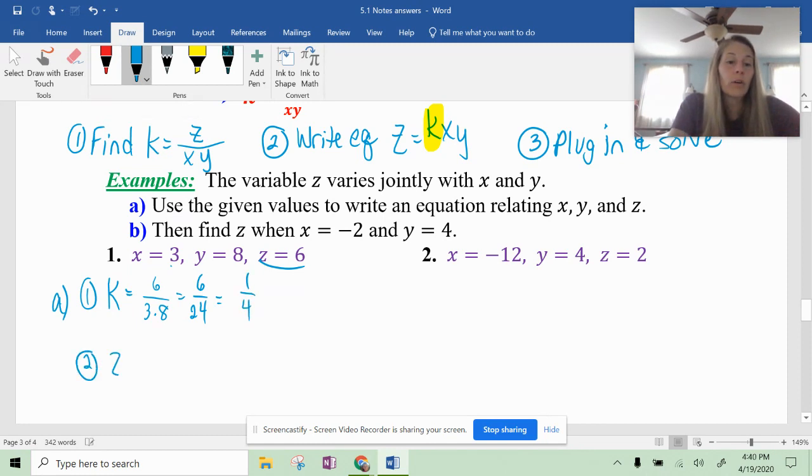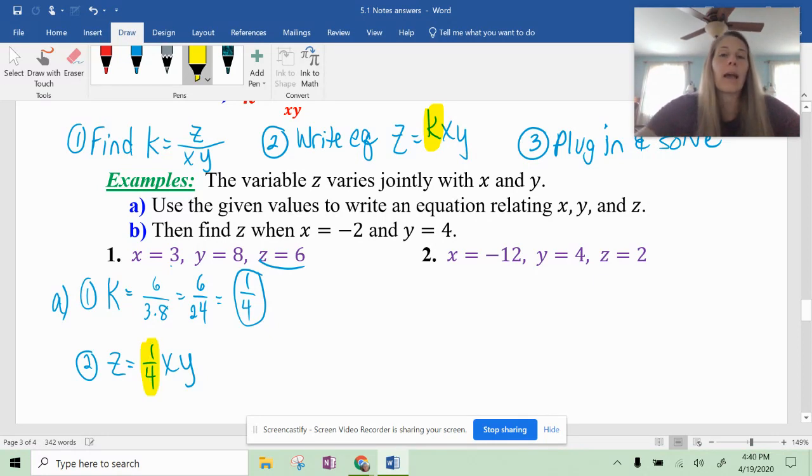So now we would write our equation, z equals, we plug in that k value that we just got, and then just multiply it times x and y. So again, once you get the k, all you're doing is plugging in the k. Everything else remains a variable. The constant's the only number that you're going to put in. The x, the y, the z, whatever other variables you have, stay variables.